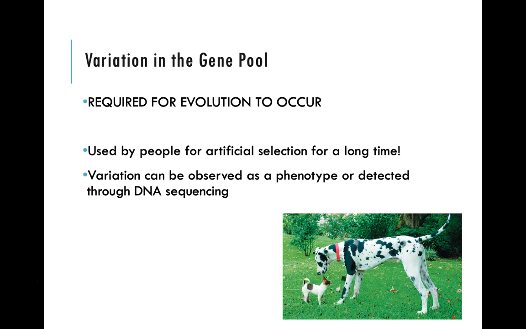I think this picture on the bottom is funny. It's a Great Dane with a little tiny dog of some sort. But this is just to show how wide the variation can be in a species. So these two dogs are technically the same species, but if you weren't familiar with dogs, you might call them something different because they are quite different.